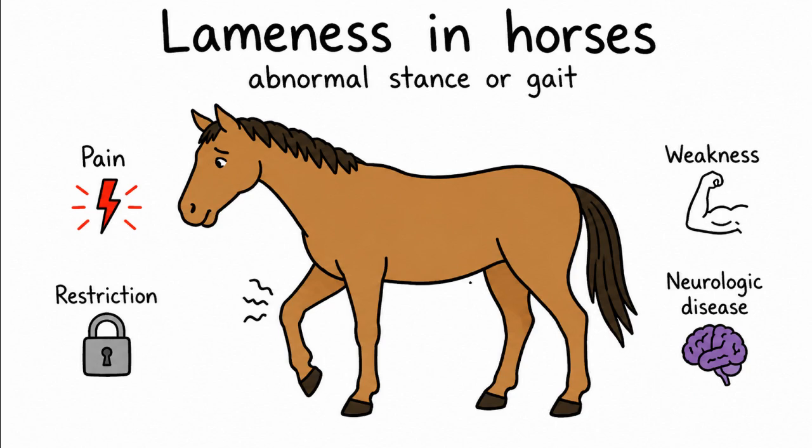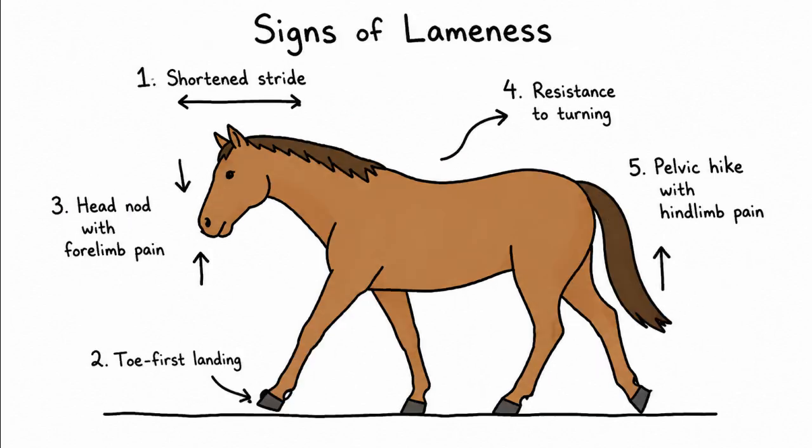Today we are going to talk about lameness in horses, an abnormal stance or gait caused by pain, restriction, weakness, or neurologic disease. A horse may shorten its stride, land toe first, resist turning, nod the head with forelimb pain, or hike the pelvis with hindlimb pain.